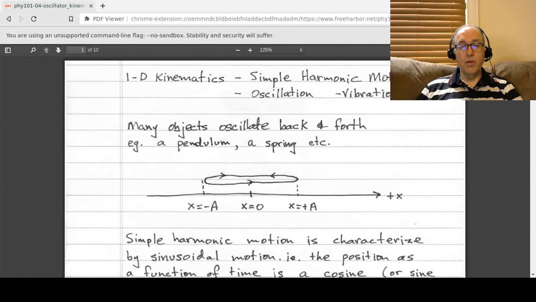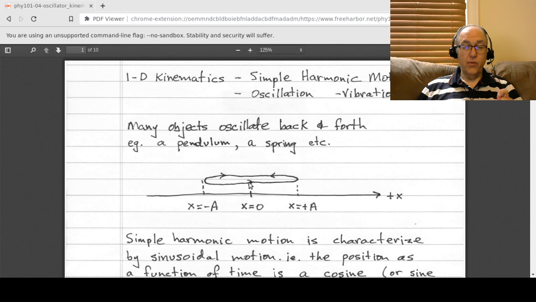So let me scroll all the way back to my original diagram here. So let's start right here. And remember that the position at t equals 0 is plus a, okay? And then a quarter of the period later, we're at 0. Half of the period later, we're at negative a.